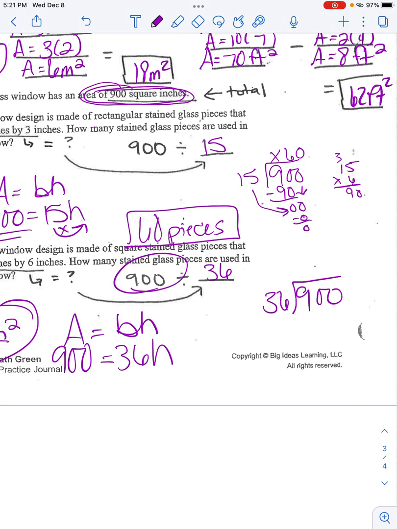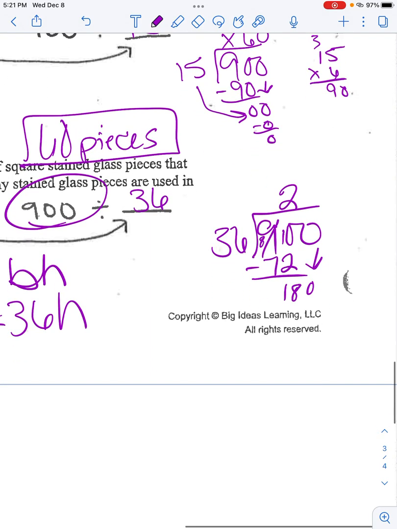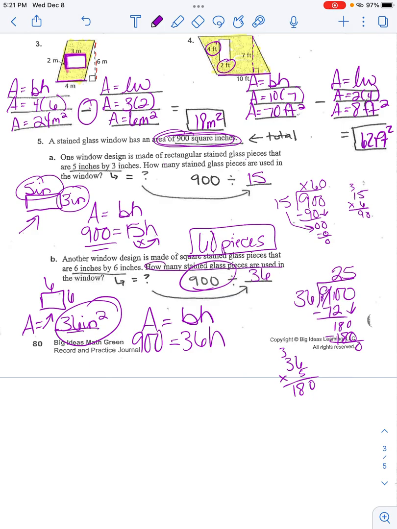I know that 36 times 2 is 72. So it goes in twice. I'm going to have to borrow to get 18, bring down that last number, and then I want to say times 5. 36 times 5 is 180. So it goes in 5 times, which is 180. So how many stained glass pieces are used for the window? 25 pieces.